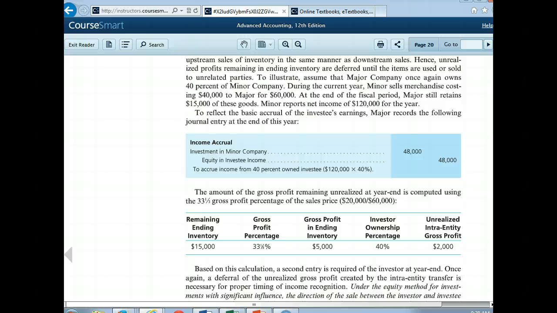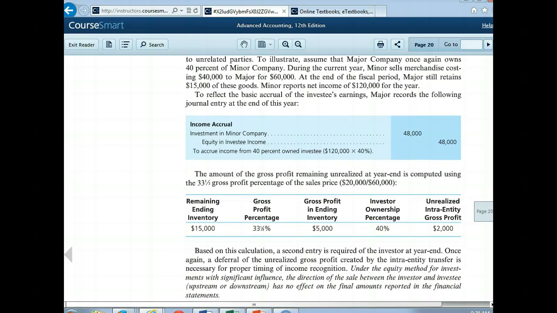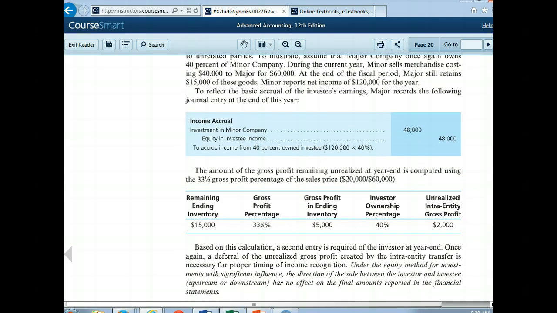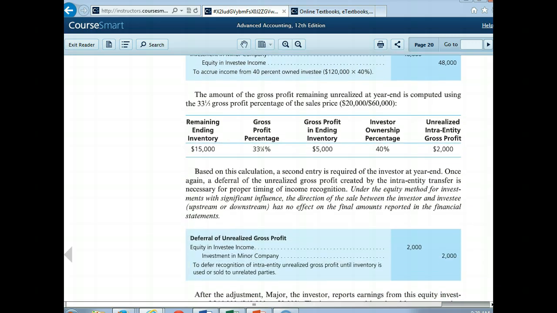And again, we own 40% of this company. Not all of it, we own 40%. So we will have to create a journal entry to show this unrealized intra-entity profit of $2,000. So we'll show a debit again to equity in investee income, and then we'll credit our investment in the Minor company.